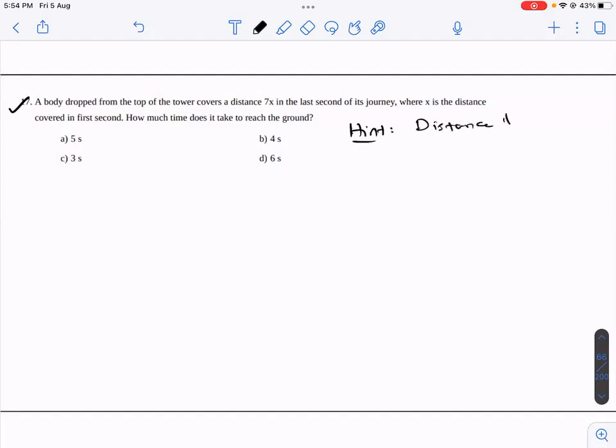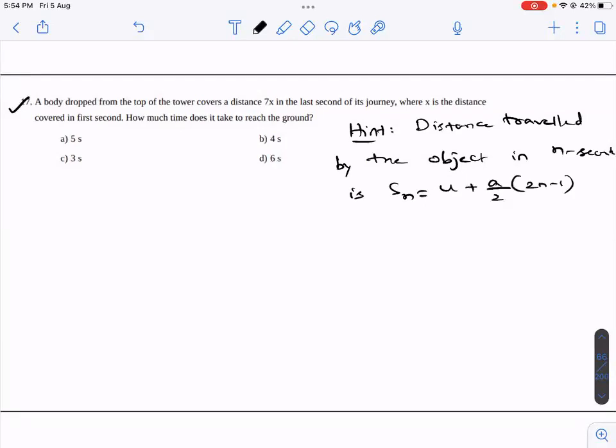Distance traveled by the object in the nth second is Sn equal to u plus a by 2 into 2n minus 1, where u is the initial velocity, a is the acceleration, n is the nth second. Clearly, if you read the question, you will get the answer. Try it out.